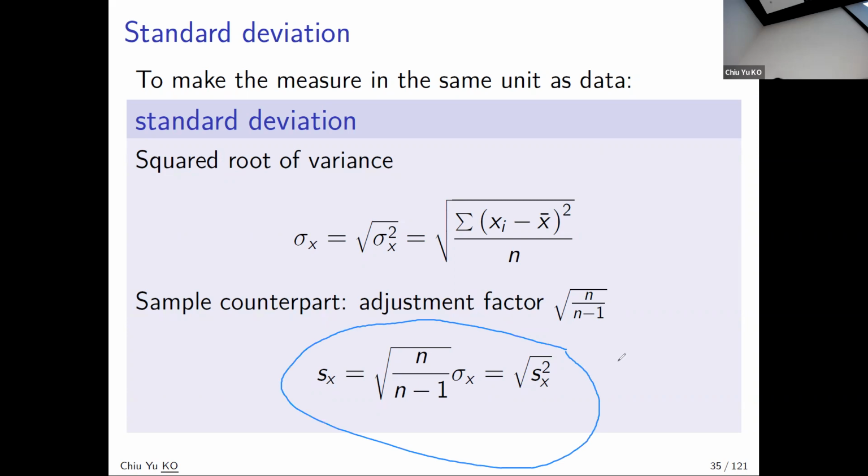The reason why we talk about SD instead of the variance is that when you square, the measurement unit is pretty unnatural. Suppose you're looking at height. It is in centimeters or millimeters or meters. But when you have variance, it will be meters squared. So that's why it's not very natural. So we take the standard deviation.